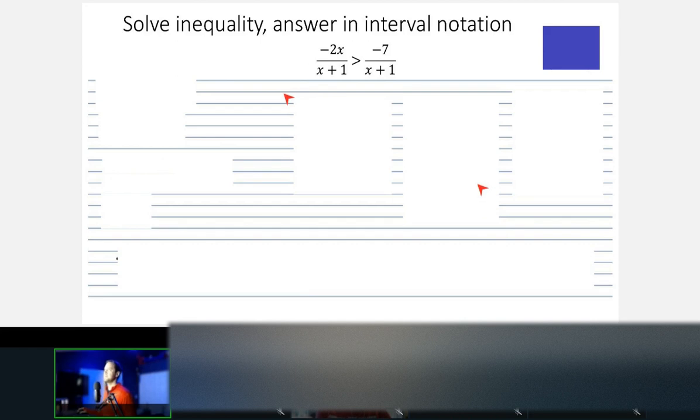All right, next one. Solve the inequality, answer in interval notation. What's our first step in this problem?